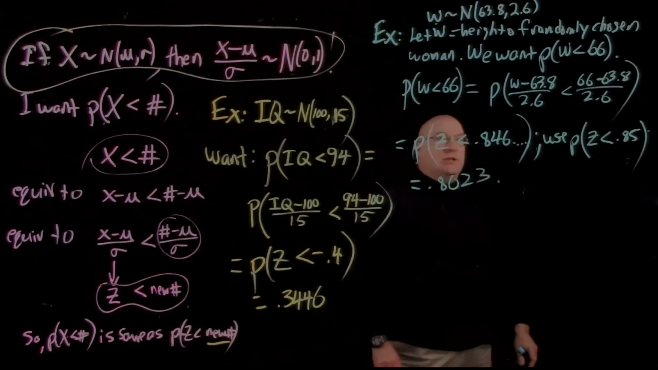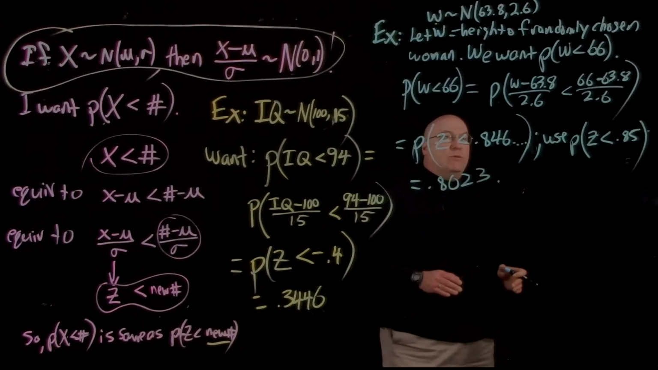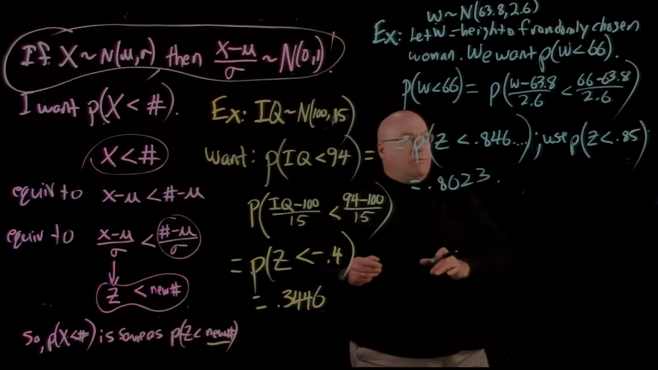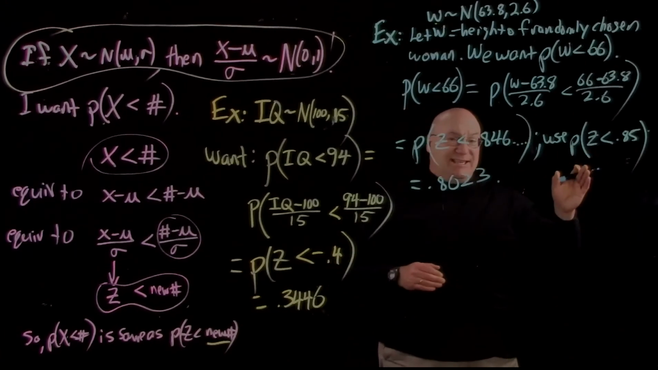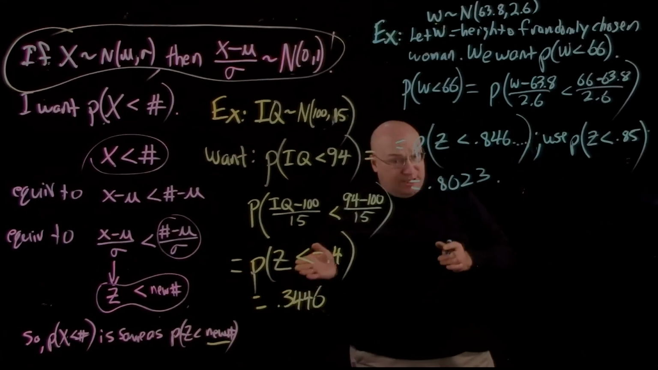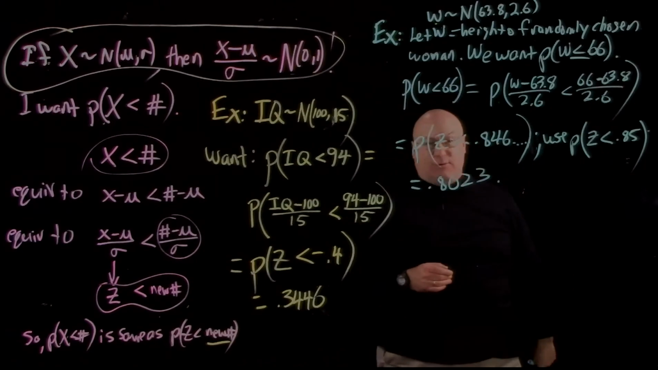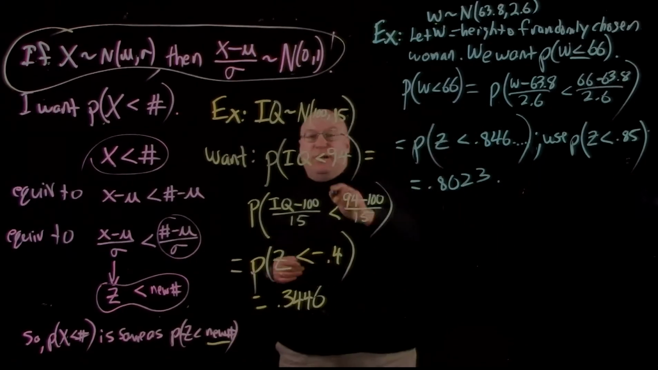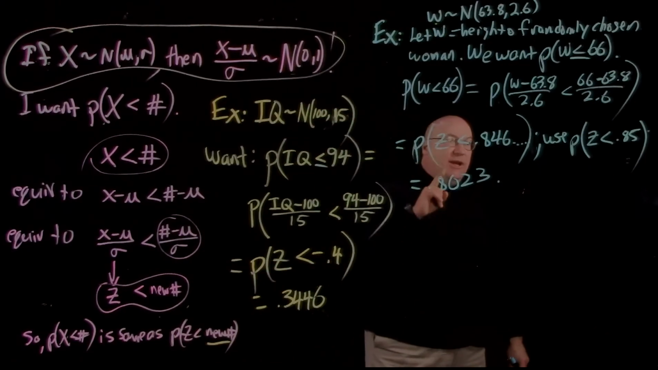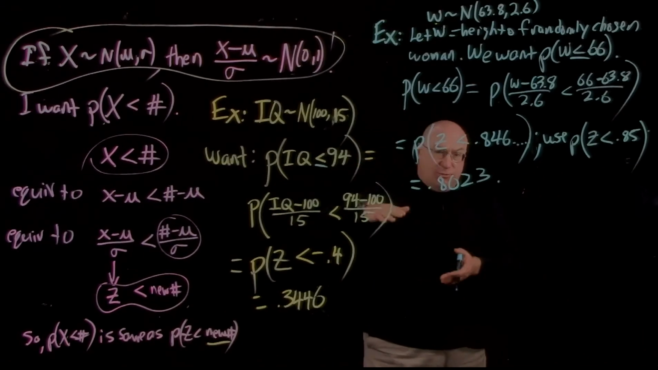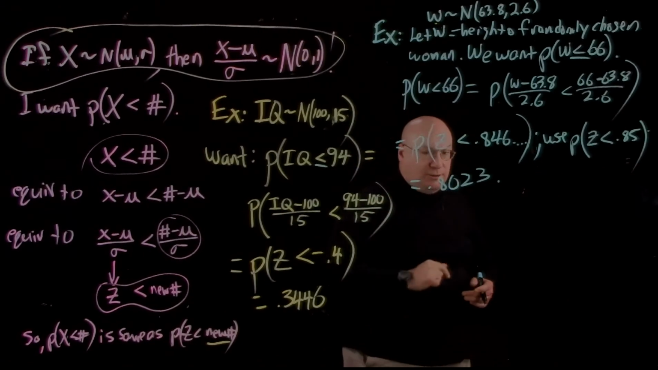0.8023. Okay, so the probability that a randomly chosen woman will have height less than 66, and by the way, we think of this as a continuous random variable, so I could put less than or equal to if I wanted to. Likewise, over here, I could put less than or equal to. It doesn't matter. That their height is 66 inches or below is 0.8023.